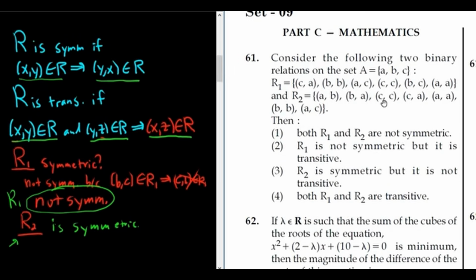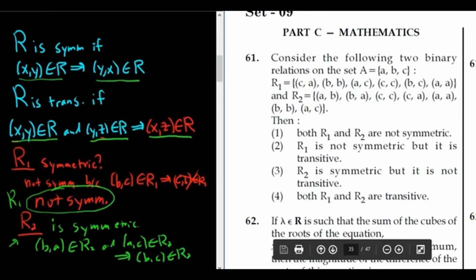We can't use BA and CC, right? BA and CA, we can't use that. BA and AA, that implies BA, so that's good. We can't use BA and BB. How about this one? BA and AC. I think that might work. So we have BA in R2, and we also have AC in R2. So that should imply, if it is transitive, that BC is in R2. Well, is that true? Is BC in R2? No, it's not, right? So R2 is not transitive.